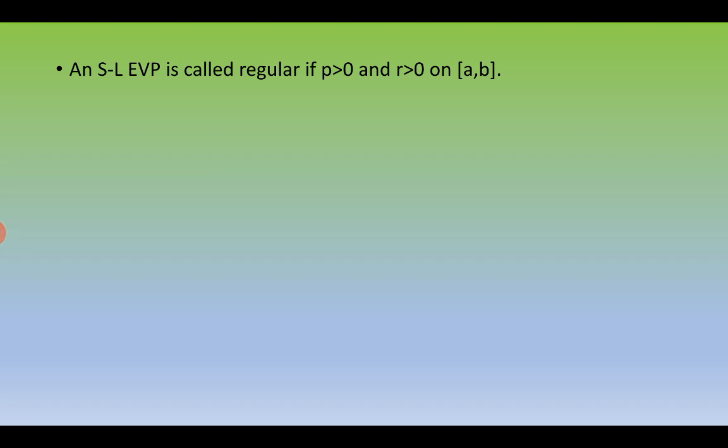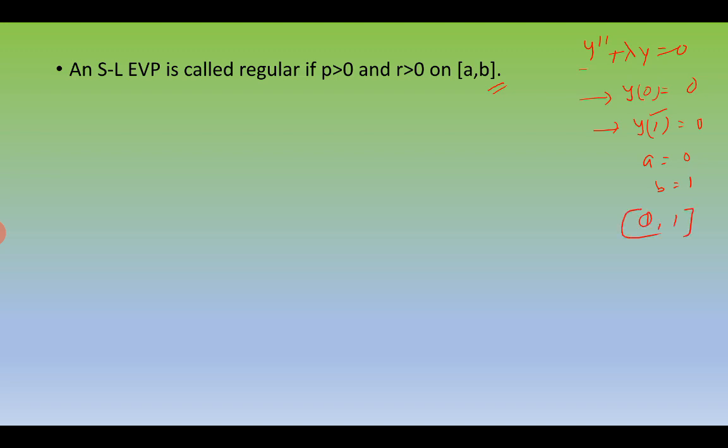An SL EVP is called regular if p is greater than 0 and r is greater than 0 on this interval. Let's talk about the equation y double dash plus lambda y is equal to 0 on the interval 0 to 1, with y of 0 is 0 and y of 1 also 0. This gives a is 0, b is 1. The first boundary condition gives the lower limit, the second boundary condition gives the upper limit 1, isn't it? So the interval is 0 to 1.